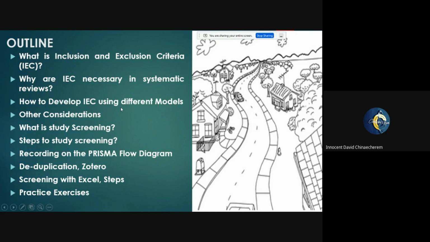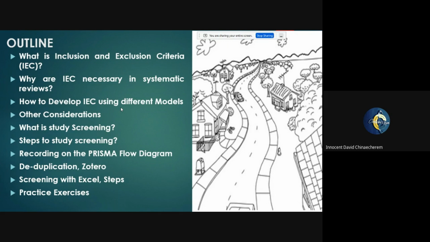What do we mean by study screening in systematic review? We're also going to have some practical steps to performing your study screening, and also how you can record some of these reasons on the PRISMA flow diagram. And also we'll look at deduplication, how you can remove duplicates when you've performed your study screening.